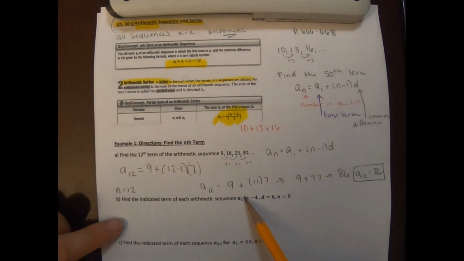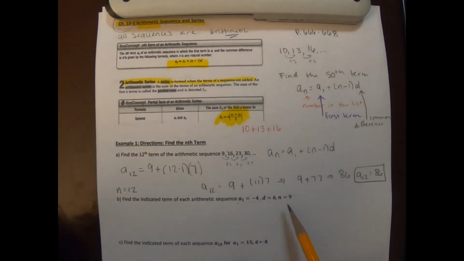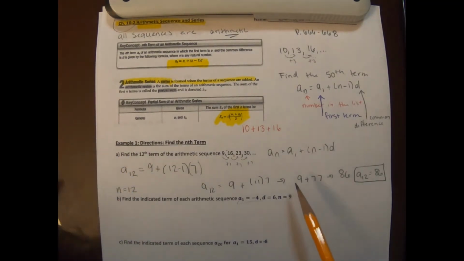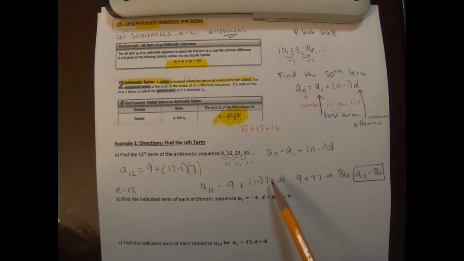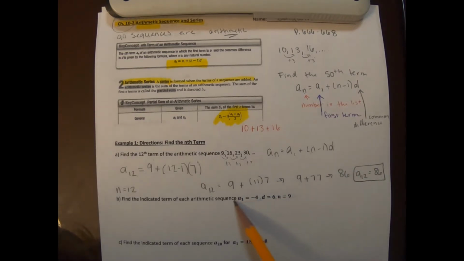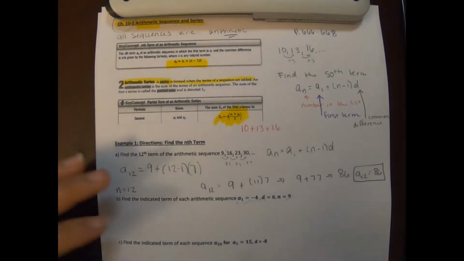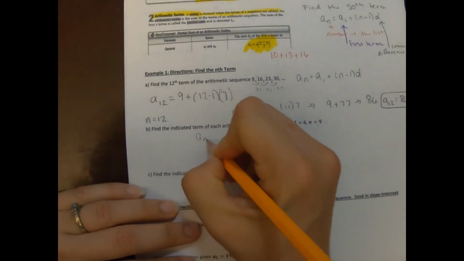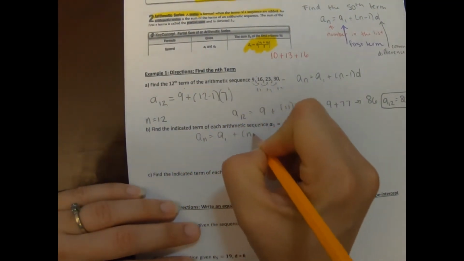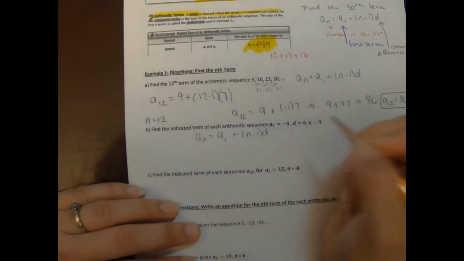Here, the information looks different, and that's what's tricky with sequences, is that problems can be presented so differently. So here they're telling you what A1 is, and they're telling you what D is, and they're telling you what N is. So this means they're looking for the 9th term in the sequence. The first term is -4, and they're going up 6. So we're going to use the formula. I do recommend that you write it down a lot. You should be really familiar with the formula. An is the first term plus the number minus 1 times the common difference.